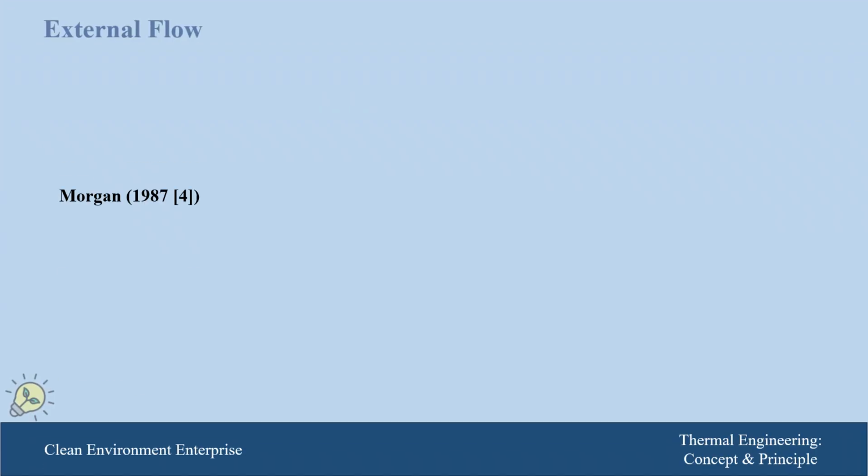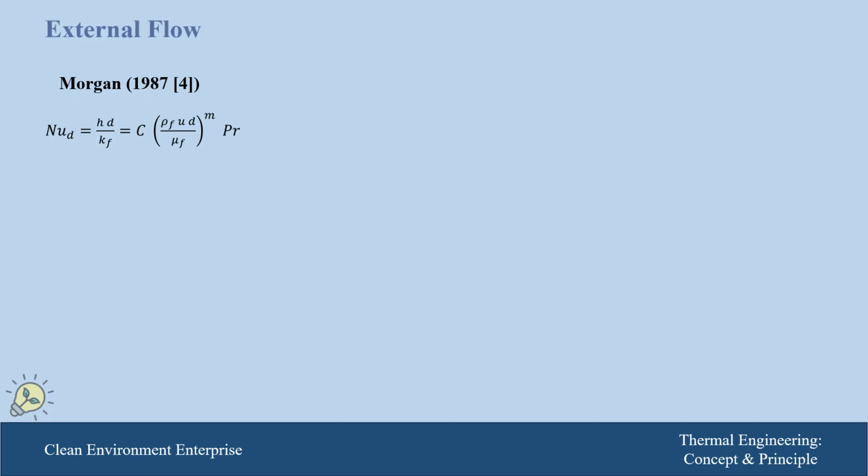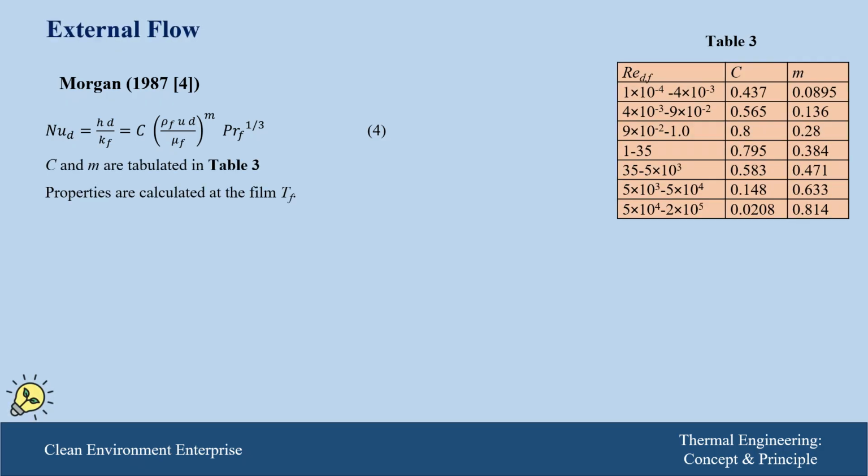Here we have the Morgan correlation in 1987. It has also been prepared in the form Nusselt number equal to a constant times Reynolds to the power m, Prandtl to the power 1/3, as presented in equation number 4, and table 3 is used to estimate the values of C and M to be used in equation number 4. It is applied up to Reynolds number 2 times 10 to the power 5, and all the properties are calculated at the film temperature.